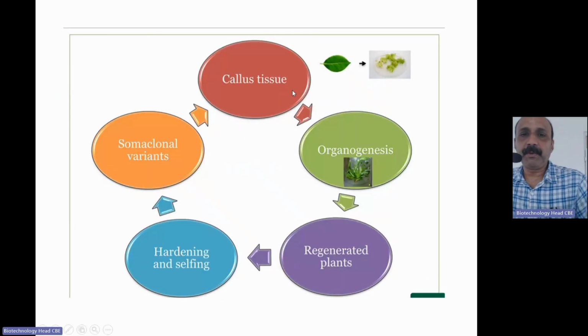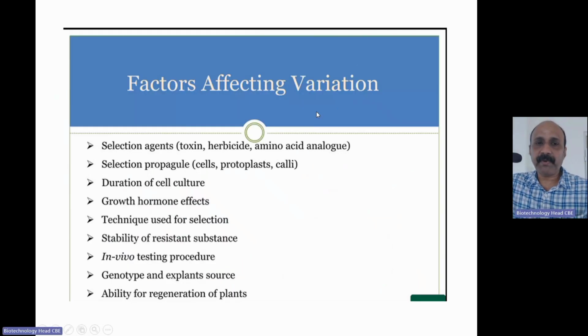So the process: you go for callus tissue culture, then organogenesis, and then regenerate a plant, hardening and selfing. Then, during the hardening and the selfing of those plants, you regenerate the somaclonal variants. You select the variants, right? How do we select those variants? And the factors affecting.